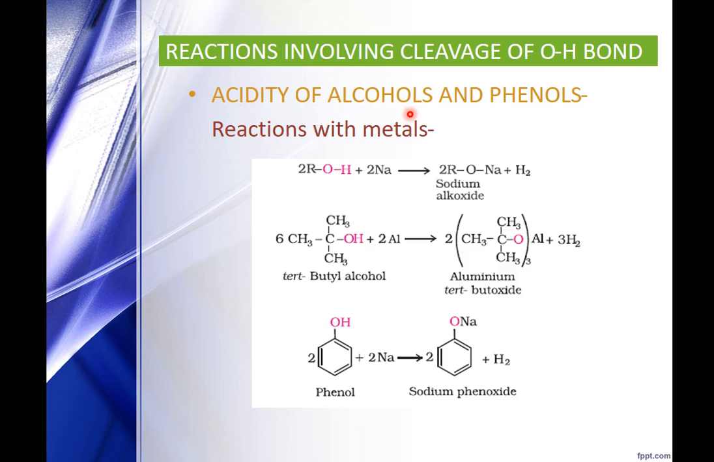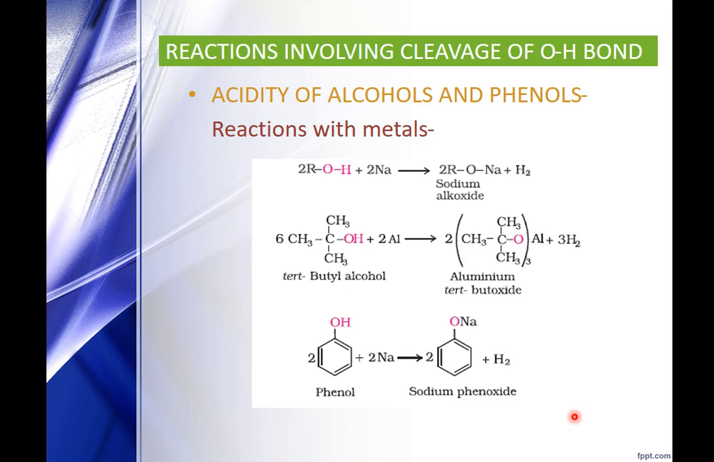Then acidity of alcohols and phenols. Their acidic character can be well established by their reactions with metals. You can see the reaction with sodium metal, forming sodium alkoxide with removal of hydrogen, with aluminium, forming aluminium tertiary butoxide with removal of hydrogen. Similarly, phenol also reacts with sodium metal, forming sodium phenoxide with removal of hydrogen.